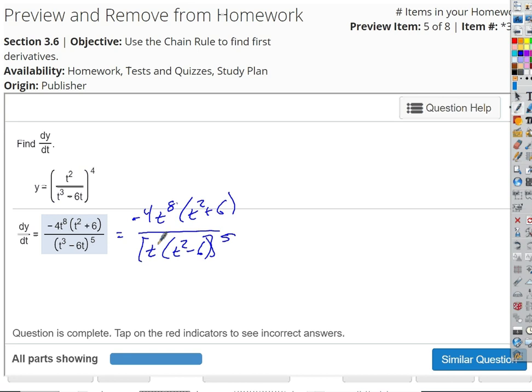Really, we should be able to cancel a t to the eighth with a t to the fifth and get a t cubed on top, right? So the simplest answer really should be -4 t cubed, t squared plus 6. Well, then you have a t squared. Oh, never mind, minus 6. Yeah, it's minus 6. We should have that, right? That should be the simplest answer. I think I just do wrong things on my way to get there.